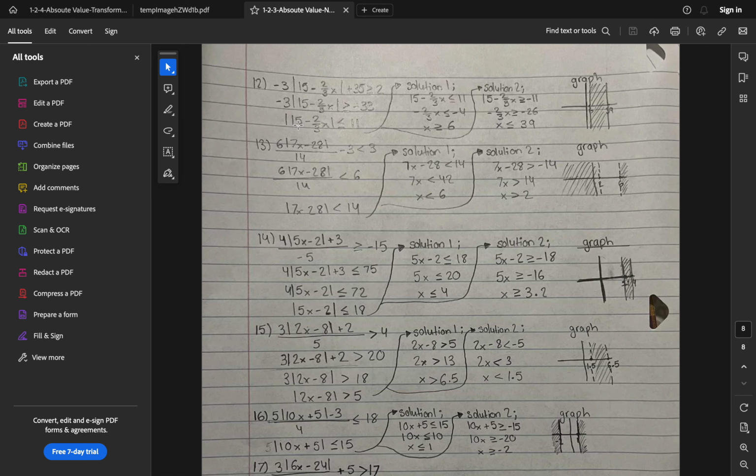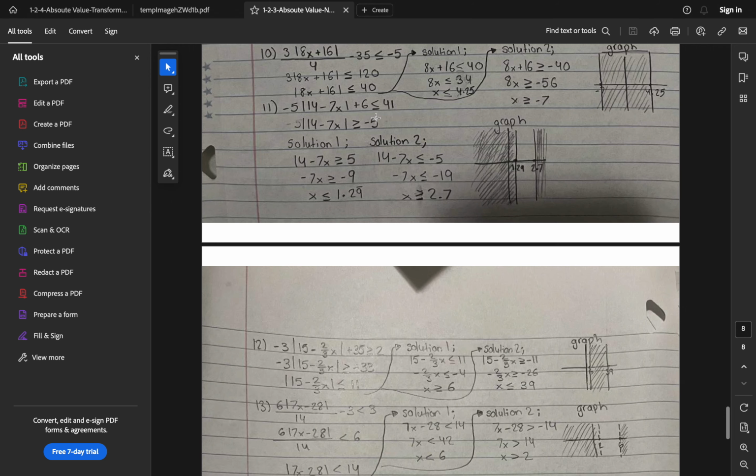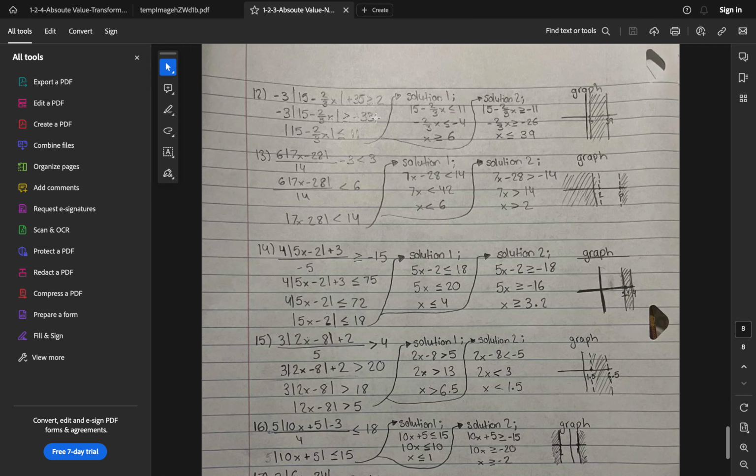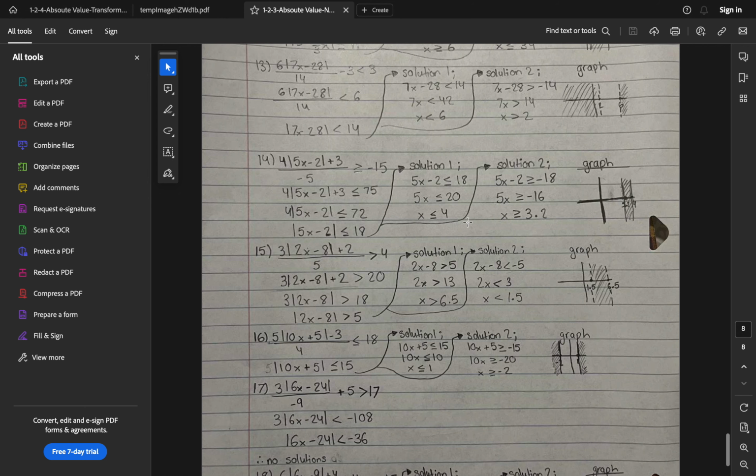All right, we just continue doing this for the other questions as well. First things first, isolate for the values in the absolute value. So we get 15 minus 2 over 3x has to be less than or equivalent to 11, right? Yeah, it has to be less than or equivalent to 11. So for solution number 1, we isolate for x, and we get x has to be greater than or equal to 6. For solution number 2, we isolate for x, and we get x has to be less than 39, and this is shown in the graph.